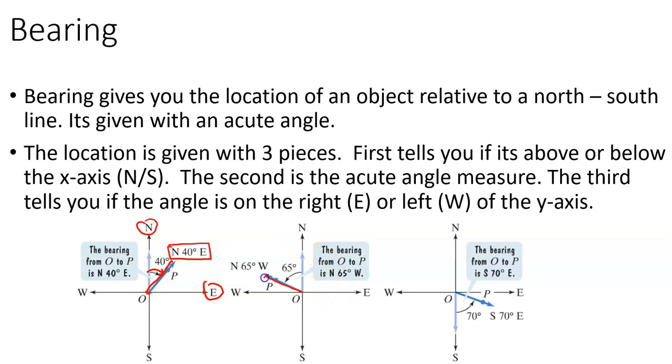All right, what if you went this way? Well, you could still think of walking up. So you're walking from the north 65 degrees, but in this direction, now you're going west, you're not going east. So this is how we would write the bearing, north 65 degrees west.